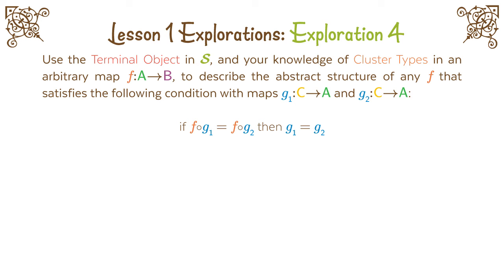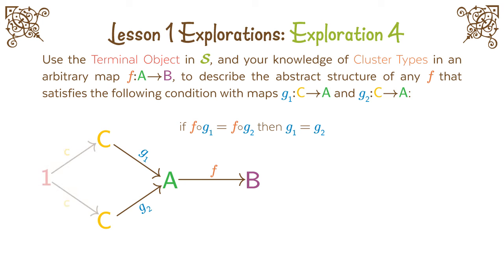The first thing we want to do, the first thing we should always do, is draw an external diagram of the object under consideration in the problem. Here, I could have drawn 1C with two arrows into A. It's the same diagram. Now let's use 1 to choose an arbitrary point of C. Well, G1 following C must equal some point of A, and G2 following C must equal some point of A.